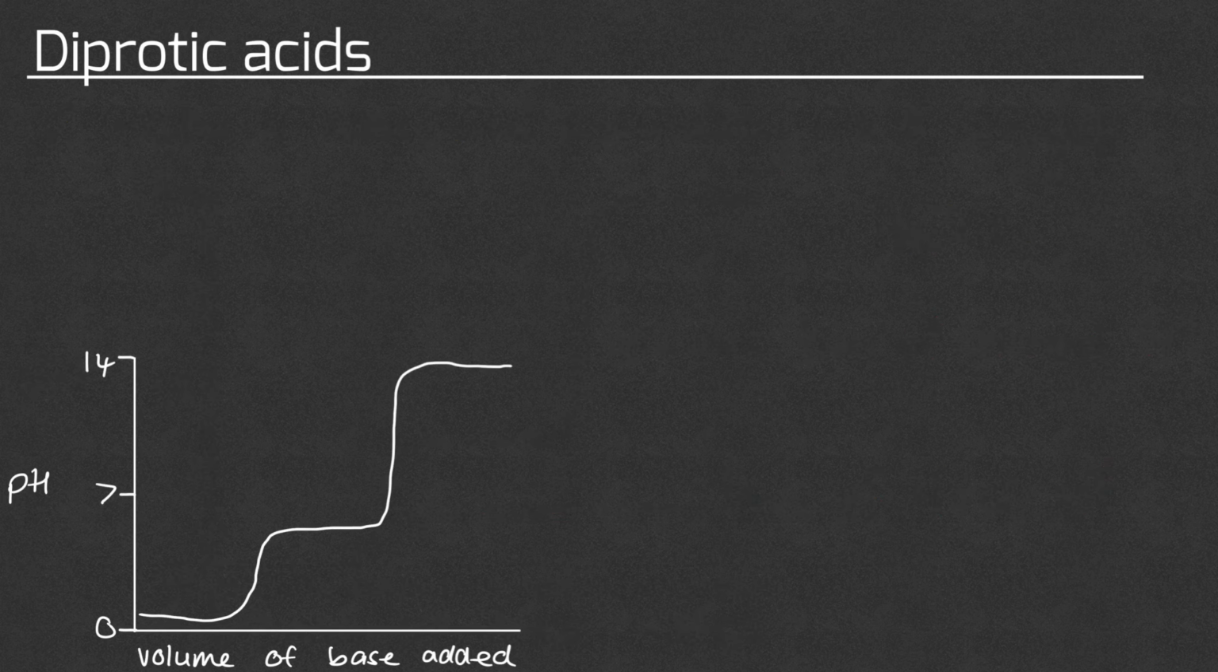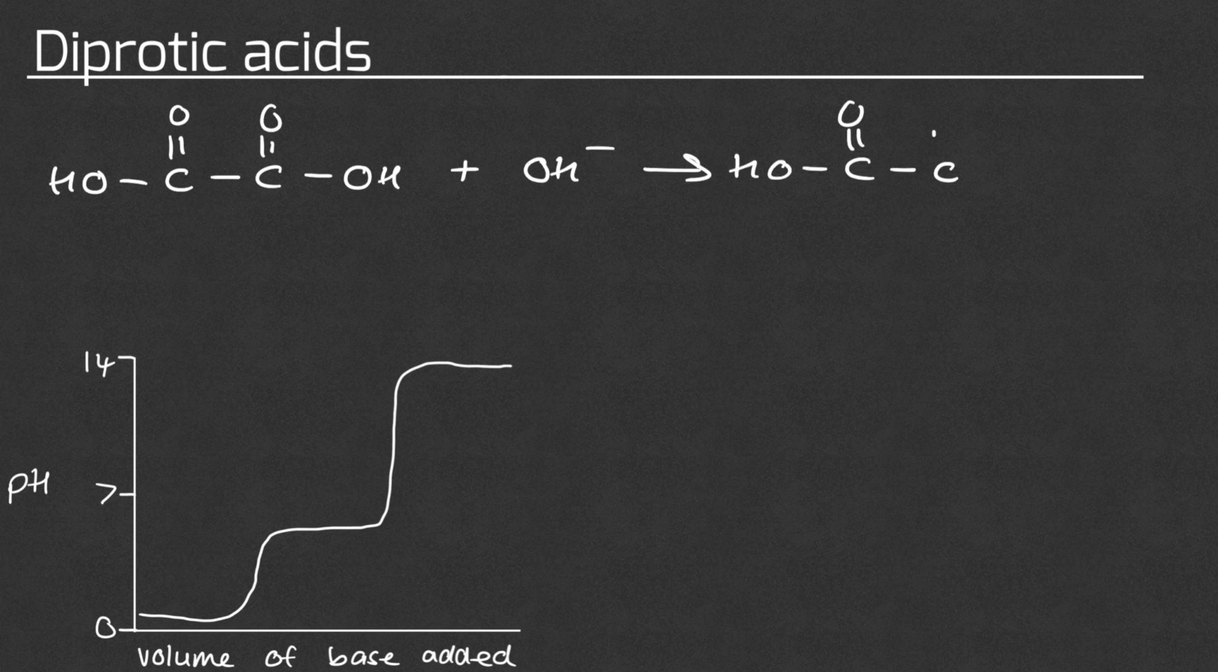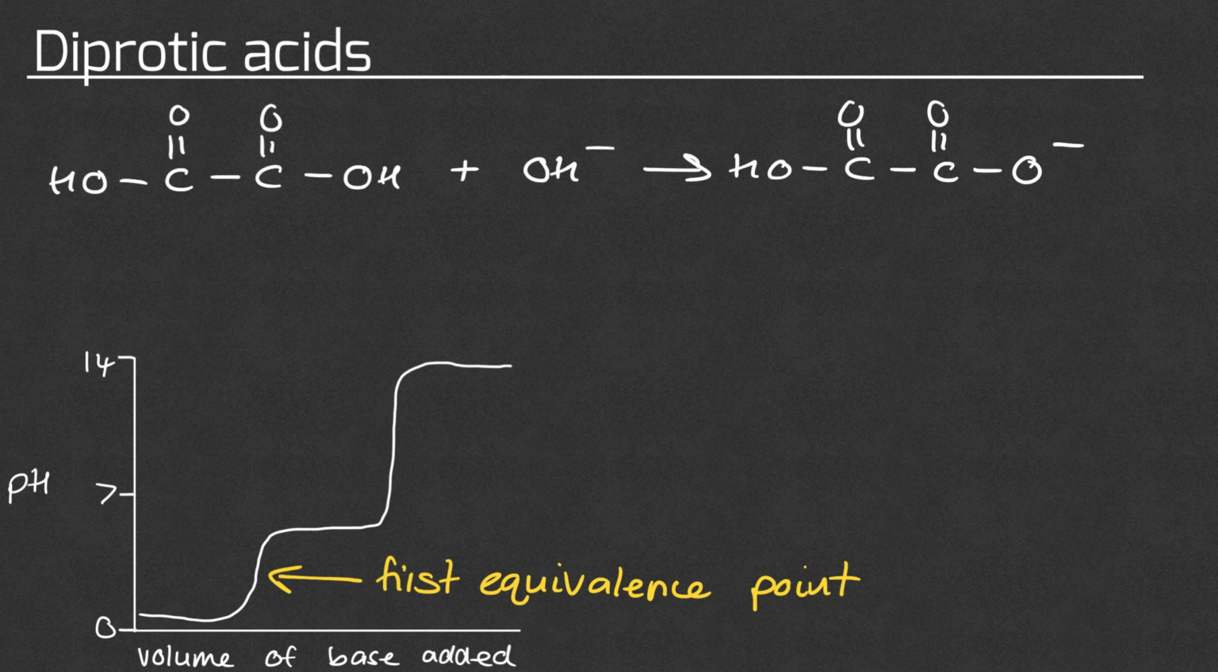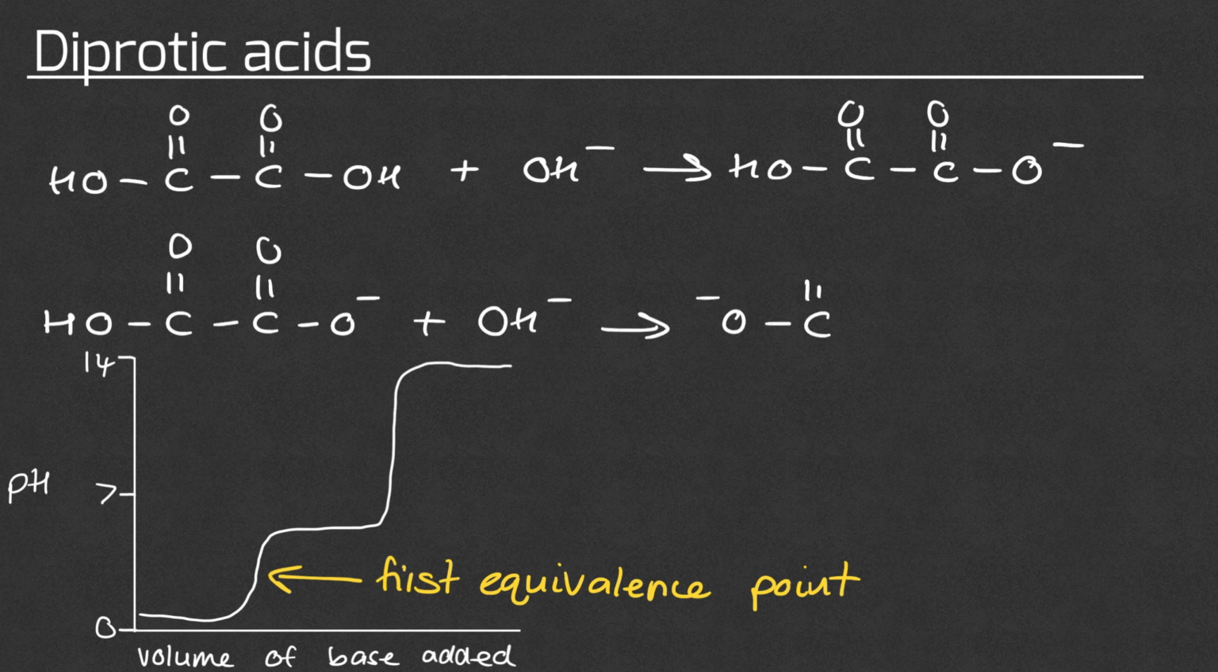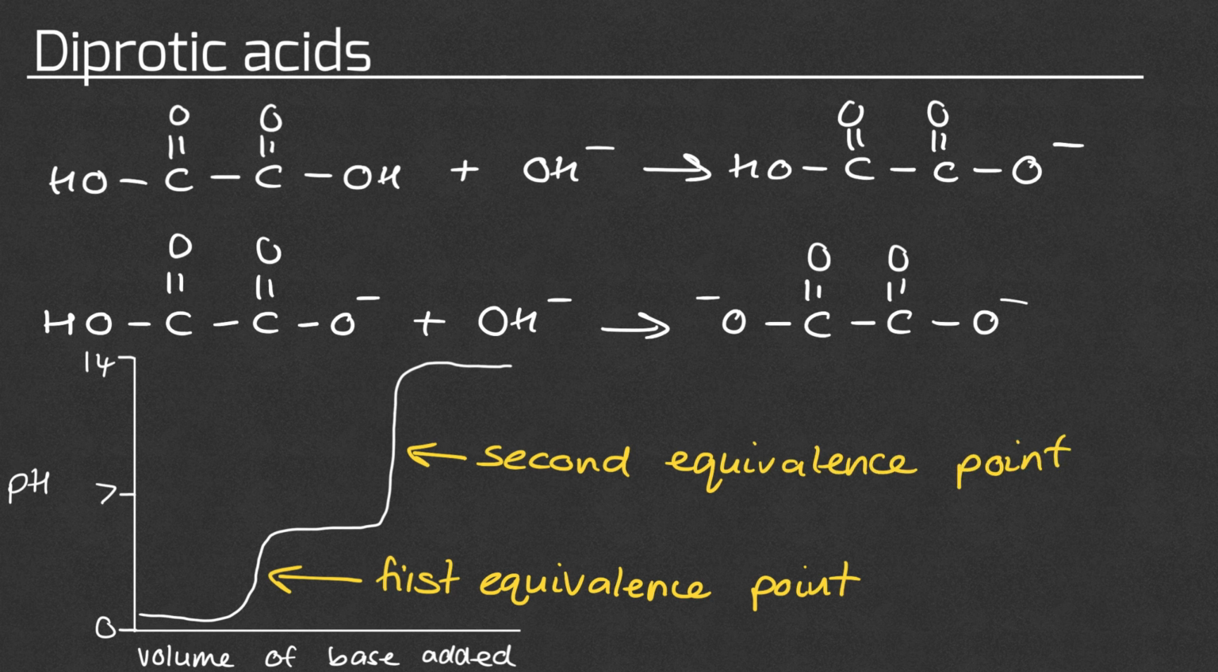Let's look at what happens when ethanedioic acid is deprotonated. So when this acid with two carboxylic acid groups reacts with a molecule of base, it's going to lose one of the H pluses, which we can see here, and this will be represented by the first equivalence point on the titration curve. We can then lose a second H plus, which is represented by the second equivalence point.